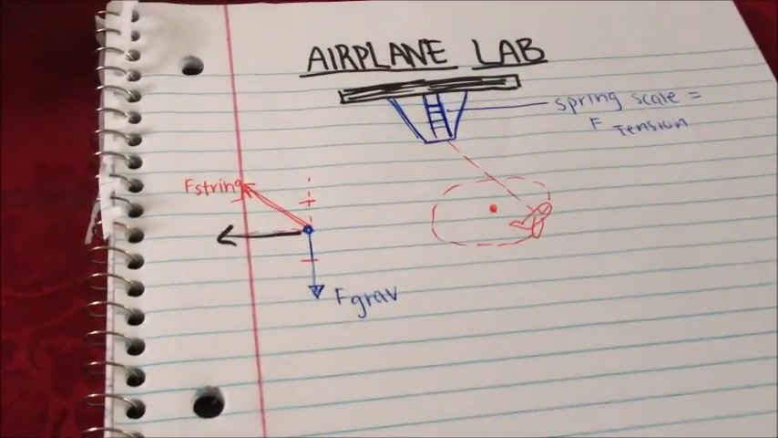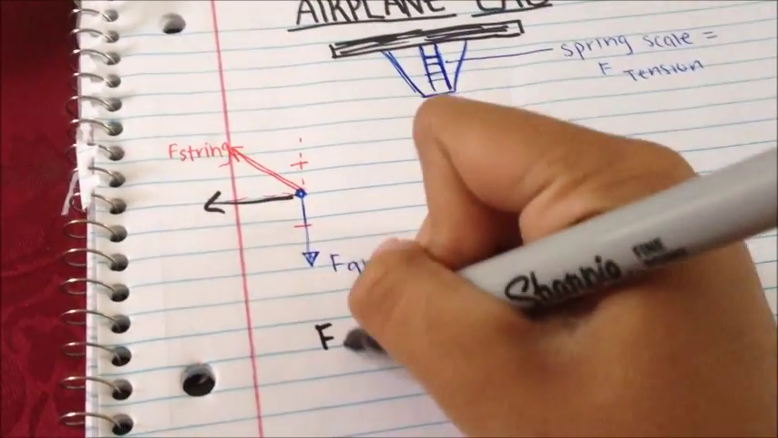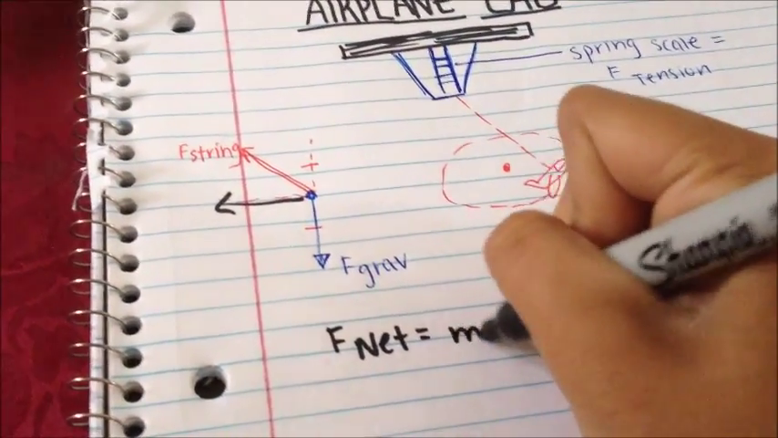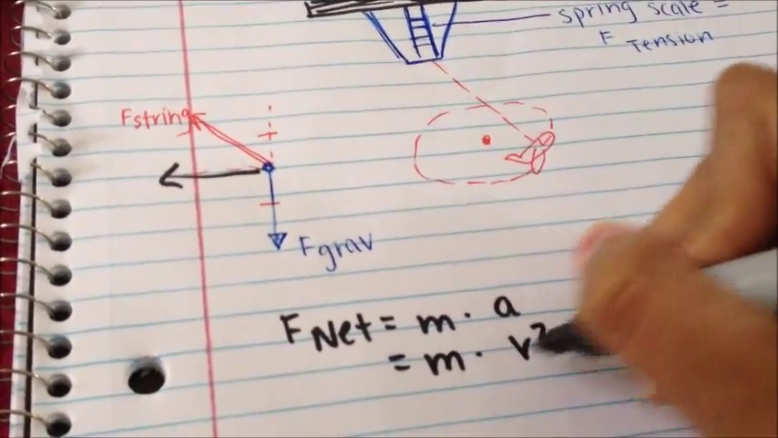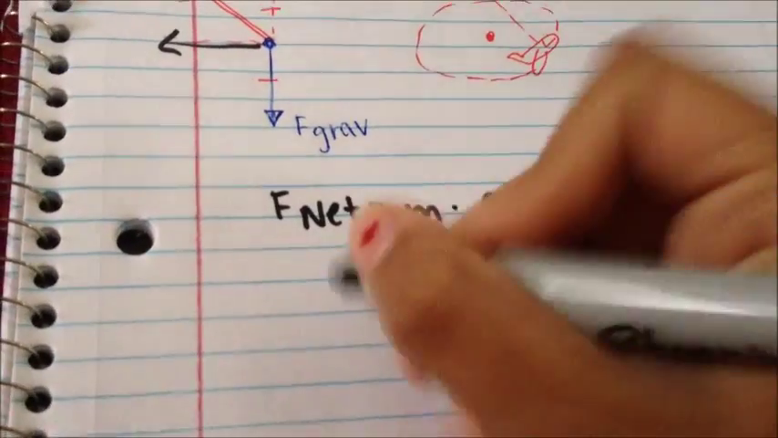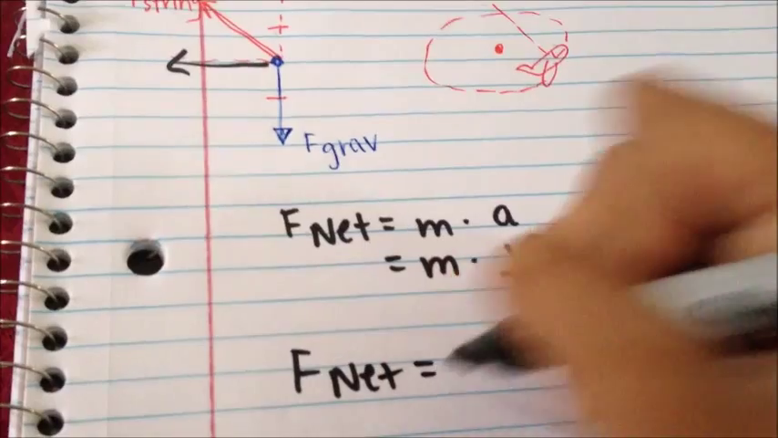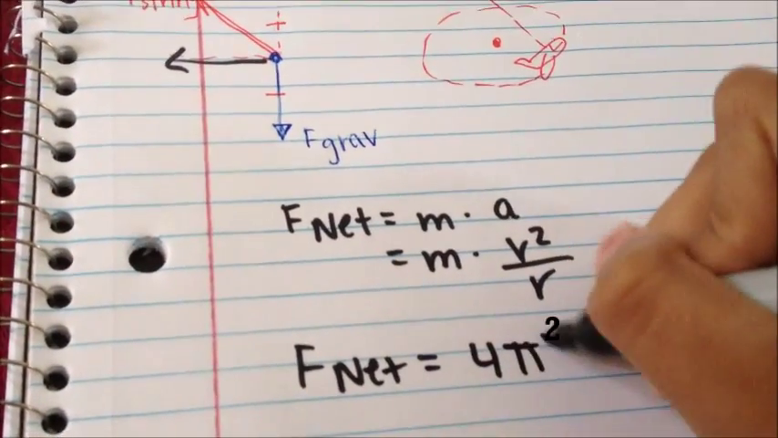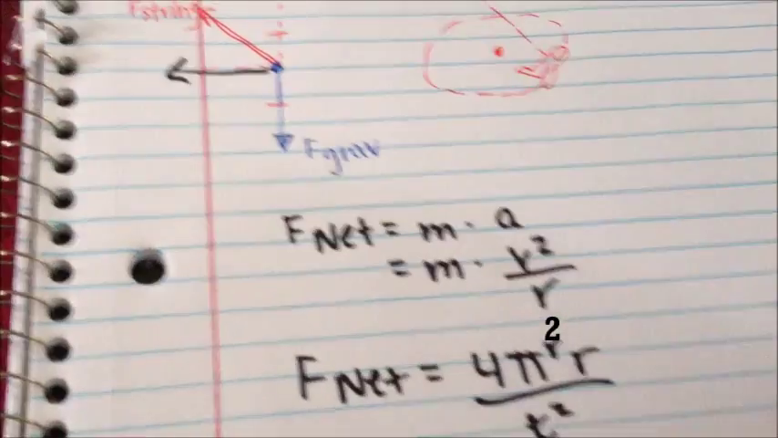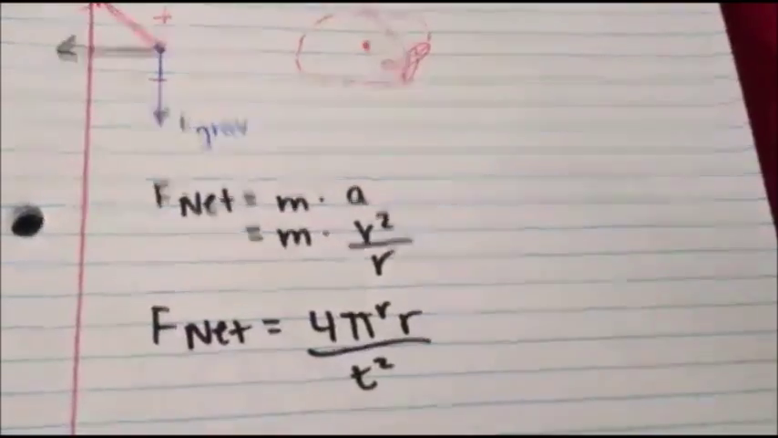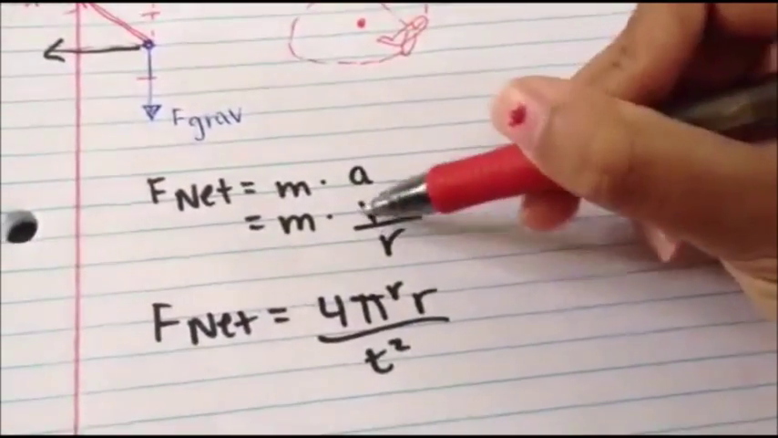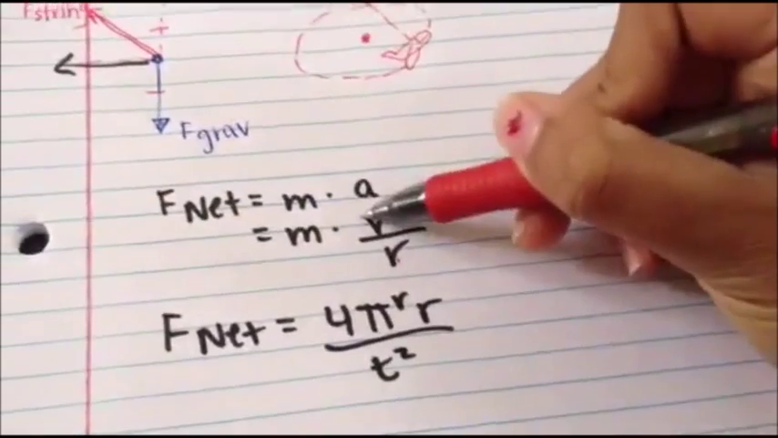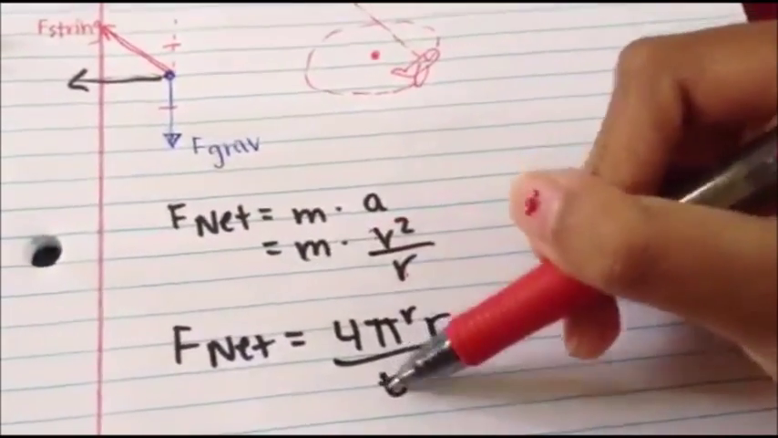Now, speaking of F net, we have a few equations that we learned in class that pertain to F net. We know F net is equal to mass times the acceleration, and in circular motion, we found that acceleration is equal to v squared over r. We also know that F net is equal to 4 pi squared m r over T squared. Now in both of these equations there are several variables. We have to find r, we have to find v, we have to find m, we have to find T.